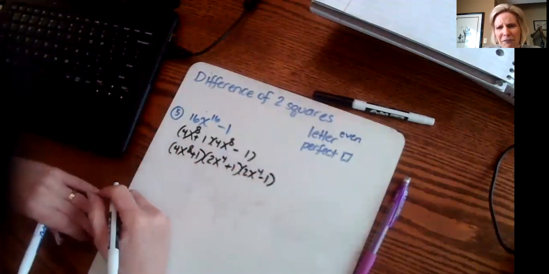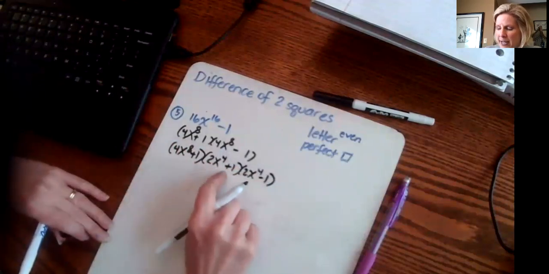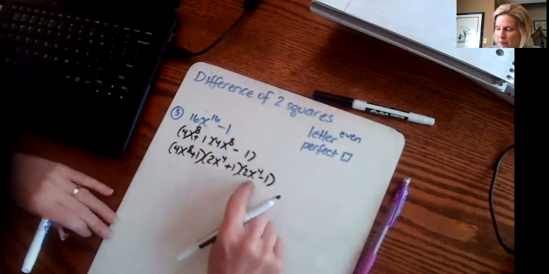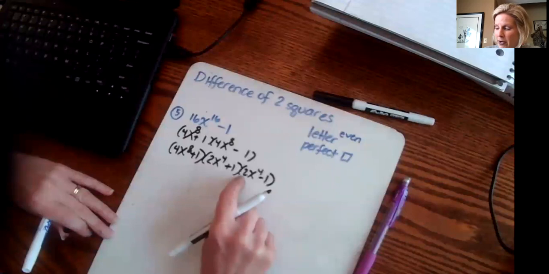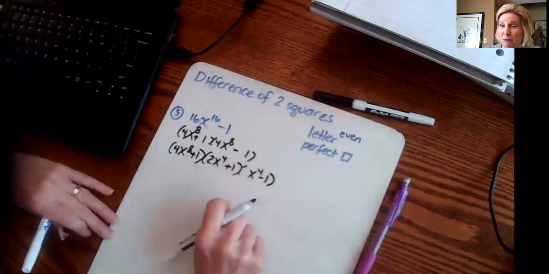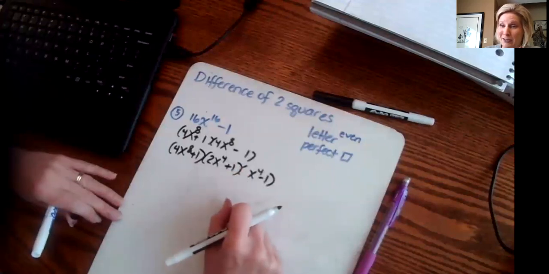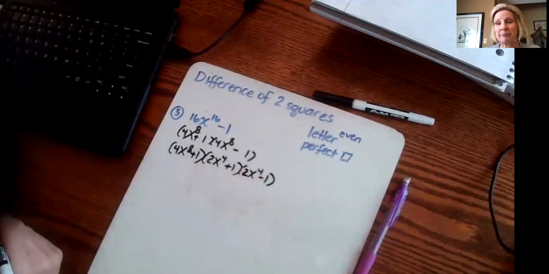Well, that didn't go very far because that's a sum. You're not going again there. That you can't go again because 2 is not a perfect square. If it was 1x to the 4th minus 1, I could go again, but it's not. So that one didn't last as long as I thought it would.